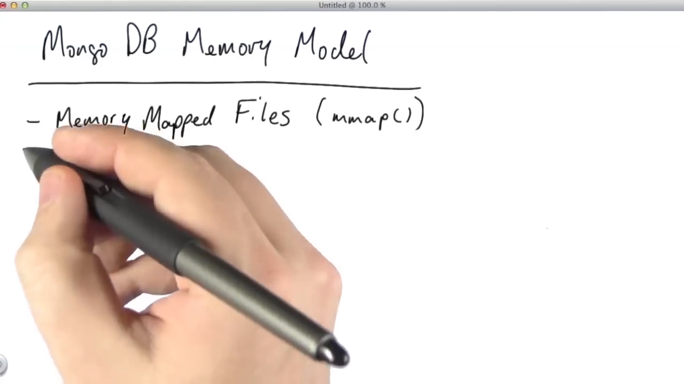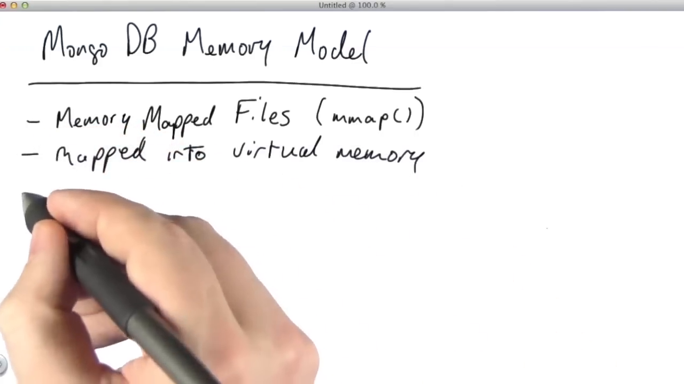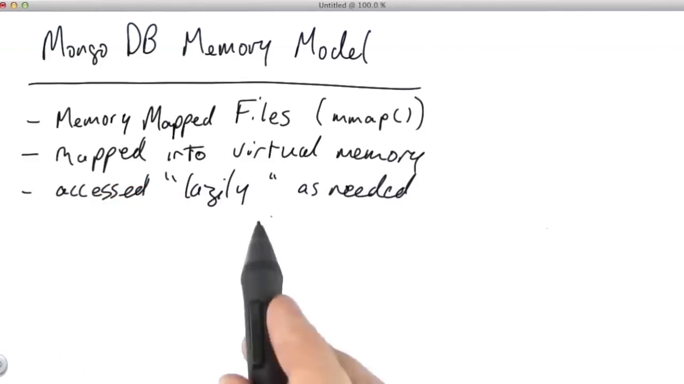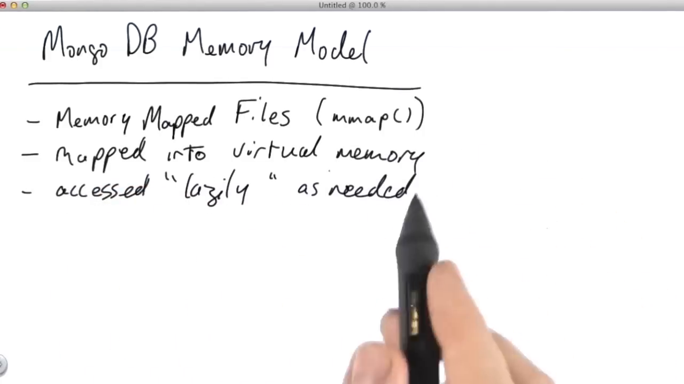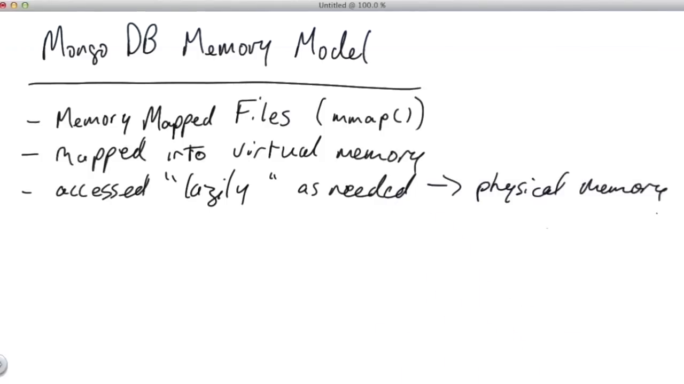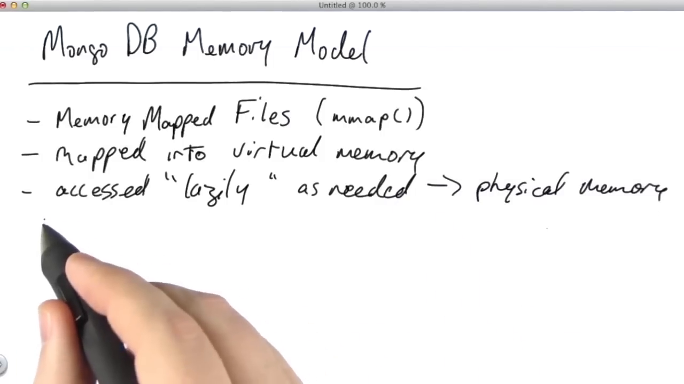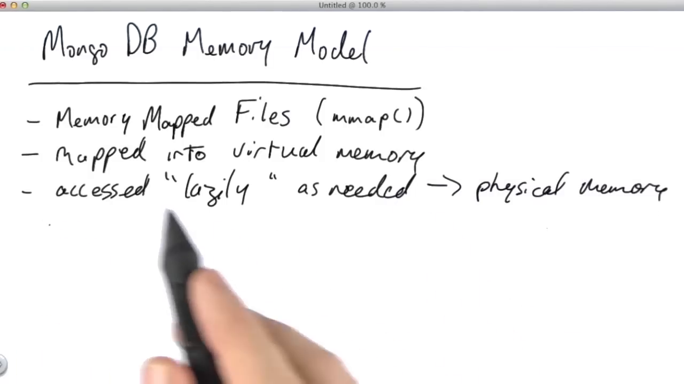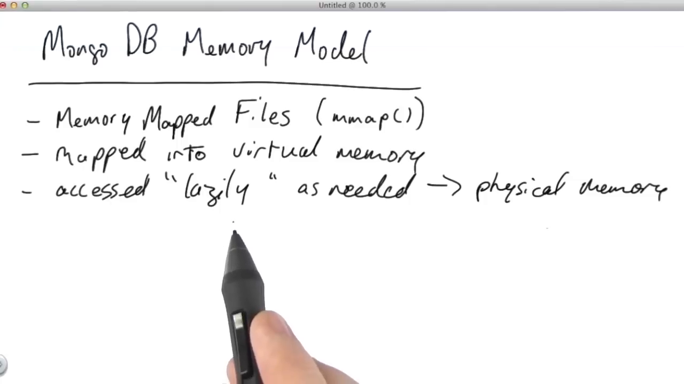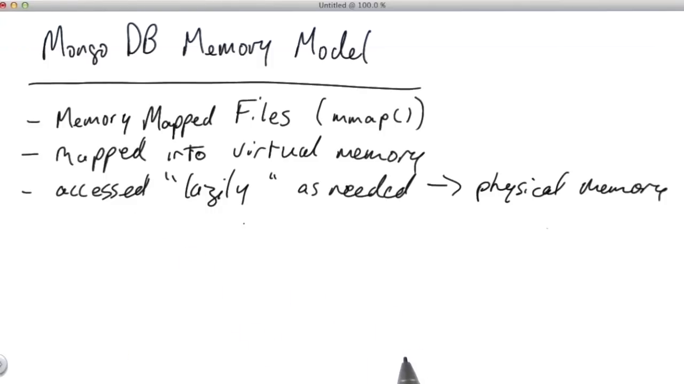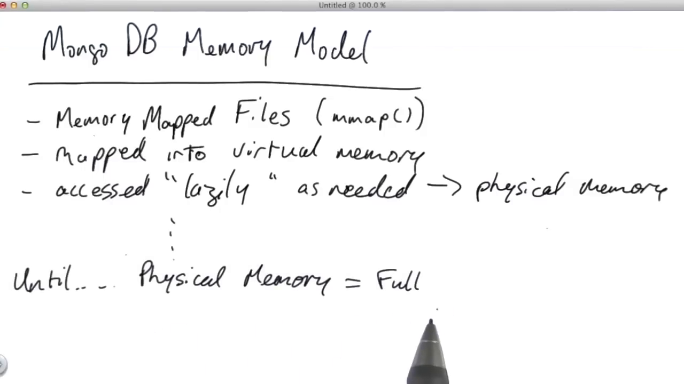So to summarize that a little bit, they're mapped into virtual memory. They're accessed lazily as needed, and at that point, when they are actually accessed, then they are read into physical memory. Essentially, that's the basic mechanism, because it gives MongoDB a very easy and simple way to access the data that it wants from disk without getting into writing a lot of its own memory management. So it just tells the kernel that it wants that particular piece of information, which gets loaded into physical memory. So that's how things will basically continue until, of course, physical memory becomes full.